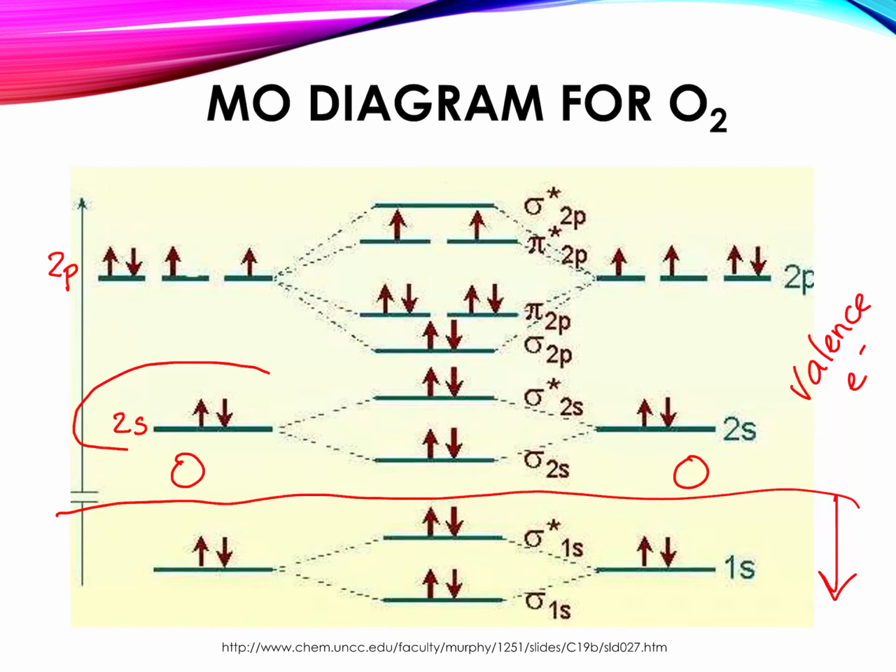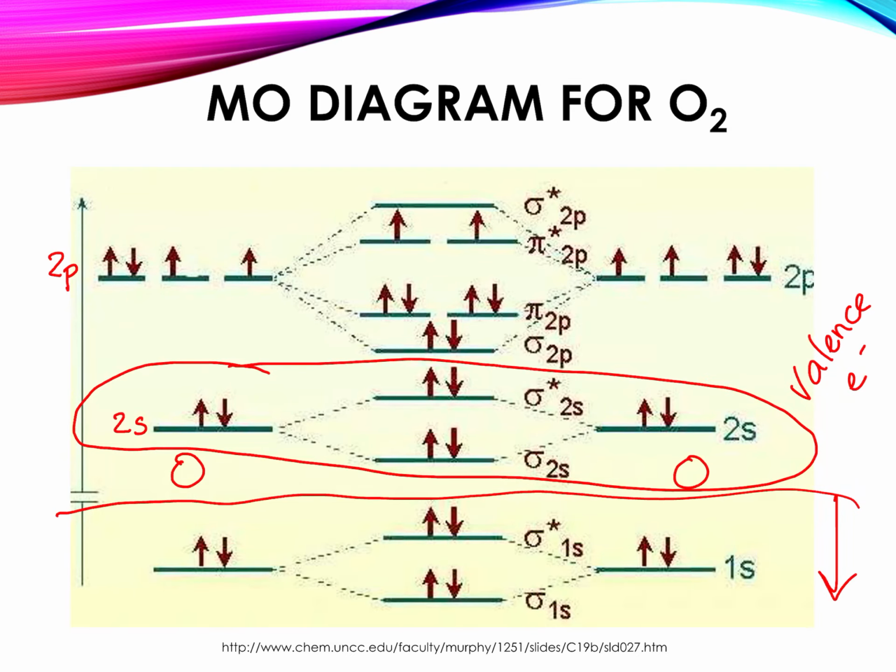If you'll look, we already learned how to do this part. The 2s orbitals will form a sigma 2s here and a sigma star 2s here. The sigma 2s will always be lower in energy than the 2s orbitals, and the sigma star 2s will always be higher in energy than the 2s orbitals. So we have 4 electrons total, 2 from each of the 2s's. So we put 1, 2, 3, 4.